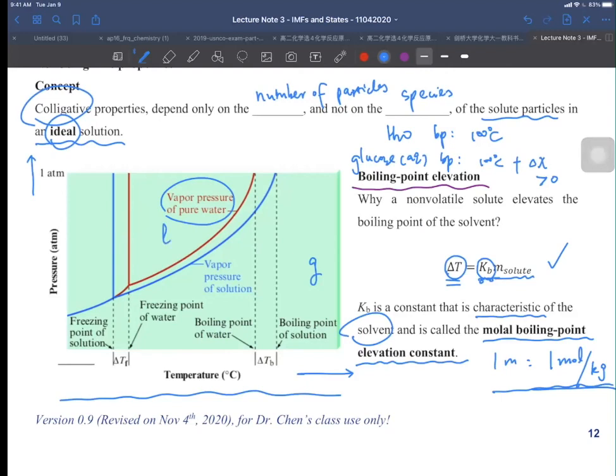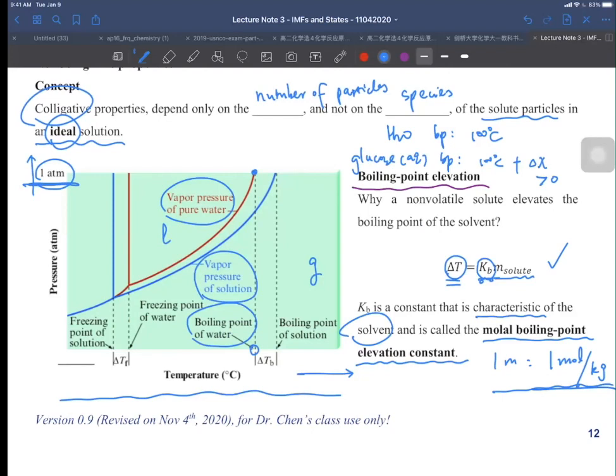This is the liquid. So the red line is the equilibrium between the liquid and the gas. If the atmospheric pressure is 1 atm, then at this temperature, this will be the normal boiling point of water, right? Because that is the equilibrium between the liquid and the gas at the normal atmospheric pressure. But we know the vapor pressure of the solution is the blue line. Based on our previous discussion, it should be lower, right?